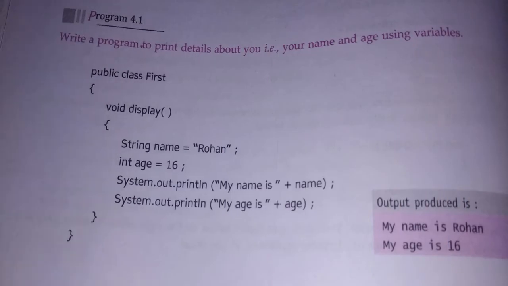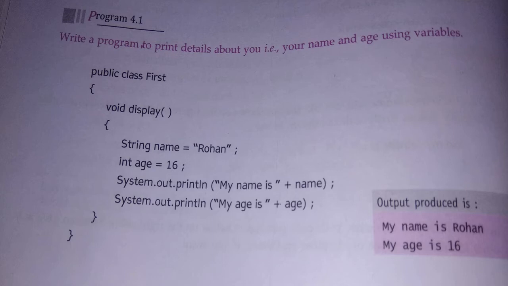Next we will see programs, which are given in your book also. Now the next part of our class is programs. There were two topics left in this chapter, variables and constants. Now we will start our programming part. Write a program to print details about you, that is your name and your age, but by using variables. You know how you can print details or anything, how can you print? By using System.out.println. I know that you all know this. But how can we do it?